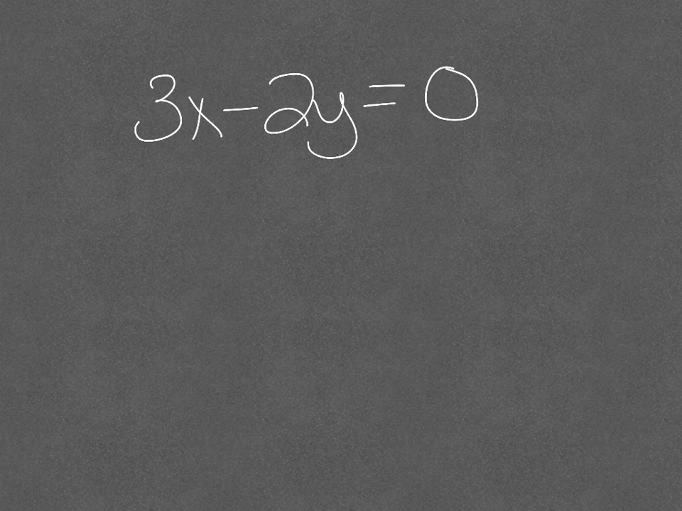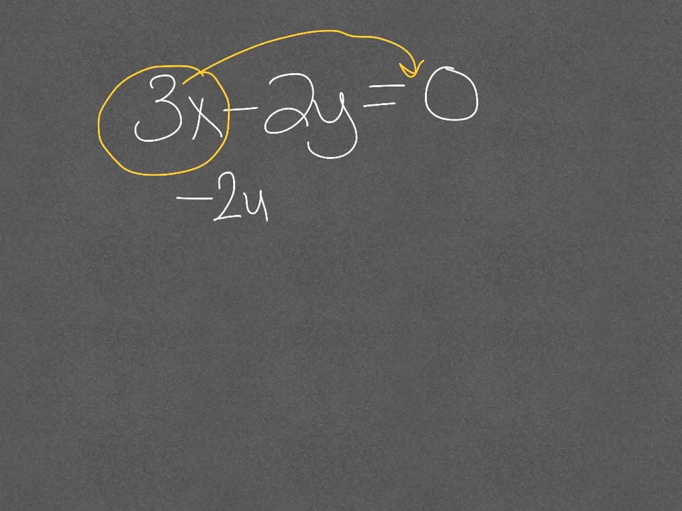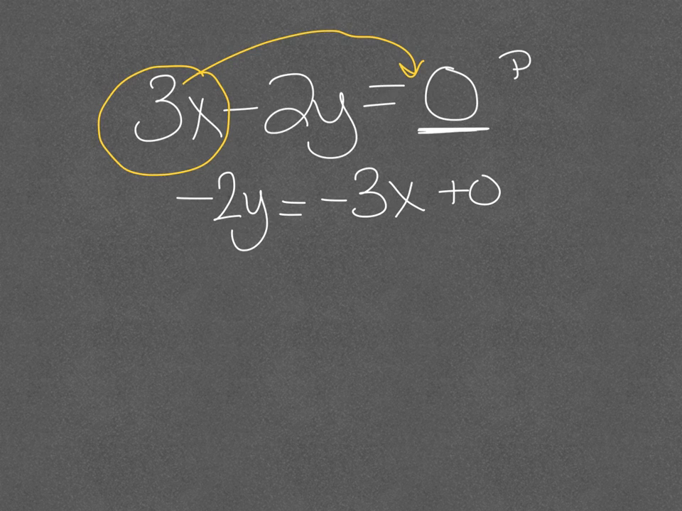All right. So the first thing we're going to do is move the x and its coefficient to the other side. Go ahead and put it in front. So we still have negative 2y equals, it was plus over here, so it's going to be negative 3x plus 0. Now, I don't have to write the plus 0 because 0 is nothing, right? The only reason it's written here is because there's nothing else with it. So it's kind of like a placeholder.